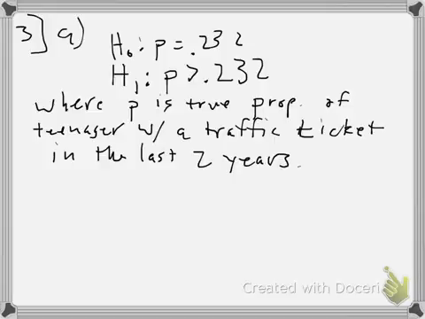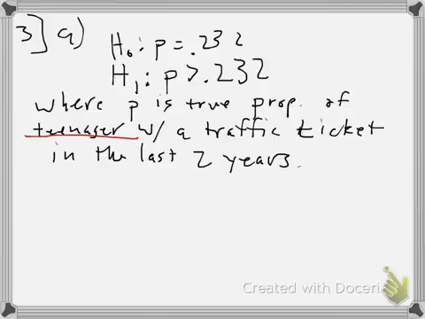Again, I'm being very specific here. Why is P not the true proportion of all people who have had a ticket in the last 2 years? Because that's not what we're looking at. We know that 23.2% of all people had a traffic ticket in the last 2 years, or at least we're given that. We're trying to find the proportion of teenagers in this case. So that's what makes this just a little different.